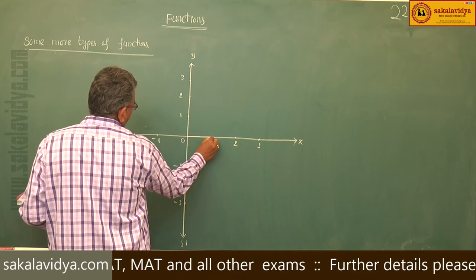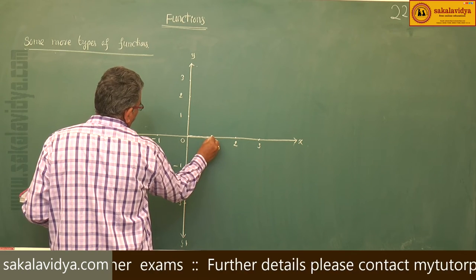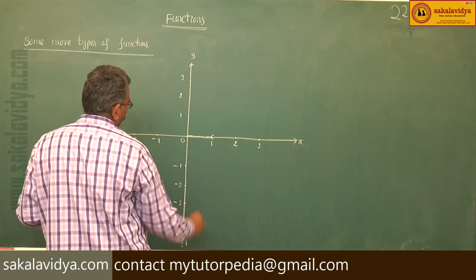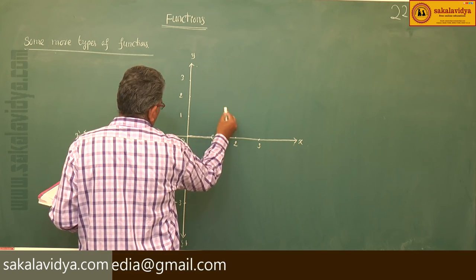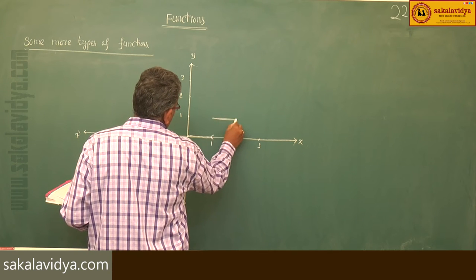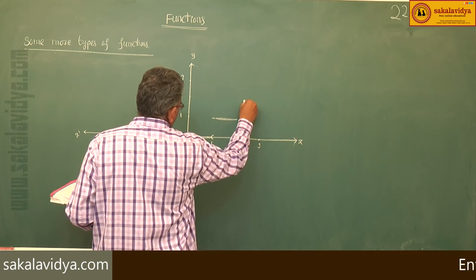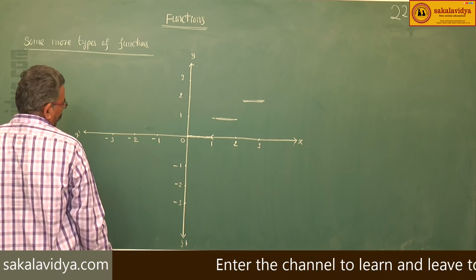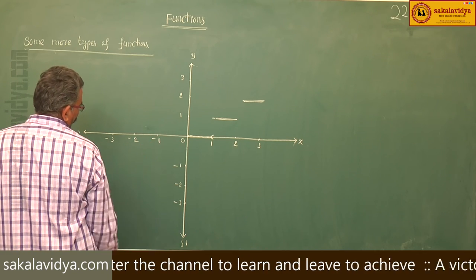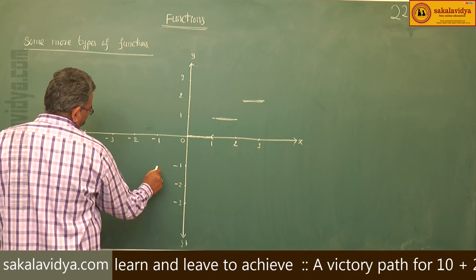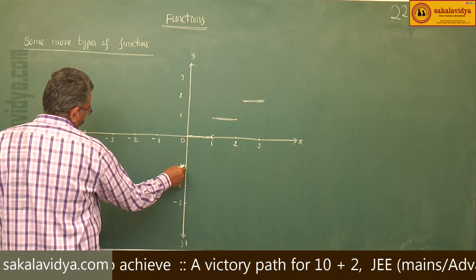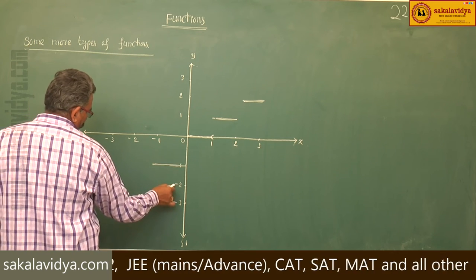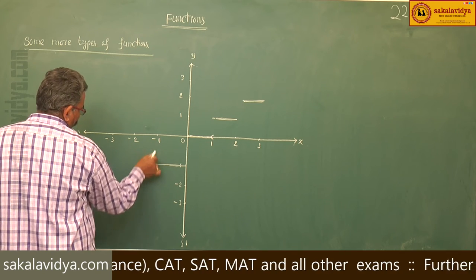So that means here we get this. Now in between 1 to 2, the value is 1. So that means here to here. 2 to 3, 2. So now in between -1 and 0 the value is -1. So -1 means you get like this. Similarly -2, -1, -2.